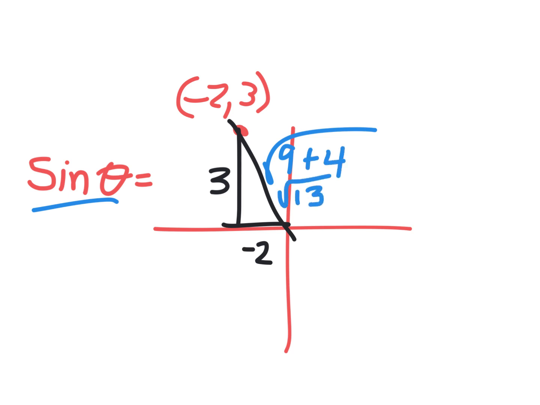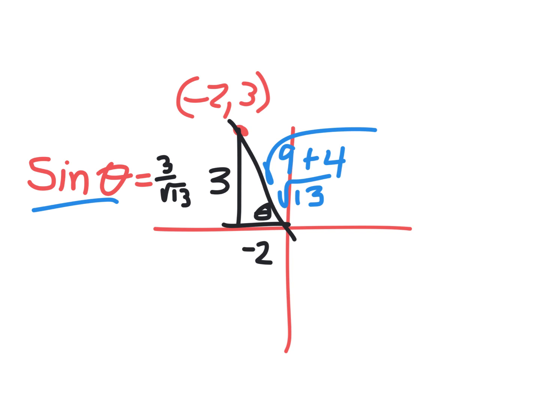So, what do you think the answer was, Lux? Sine theta is y over r, so that's 3 over root 13. You are correct. Y over r, 3 over root 13. Now, couldn't you have done it with sine as opposite over hypotenuse? Yes, and it would be the same answer.